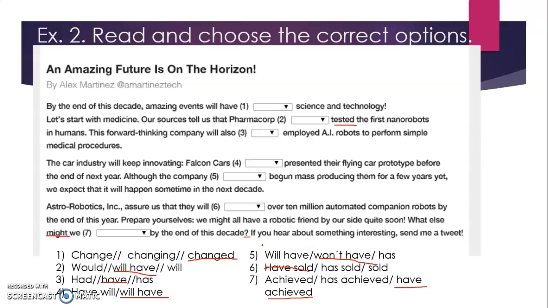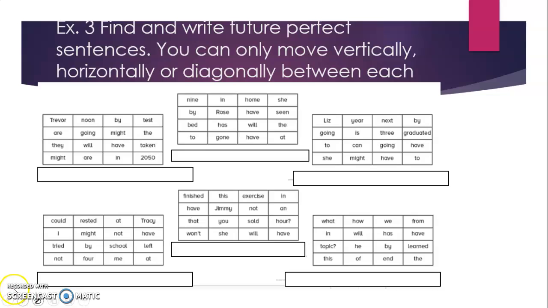Okay, so have achieved by the end of this decade. If you hear about something interesting, send me a tweet. Okay, that's the correct answer for this exercise number 2. Then you continue checking here in the exercise number 3. Find and write future perfect sentences. You can only move vertically, horizontally, or diagonally between each.